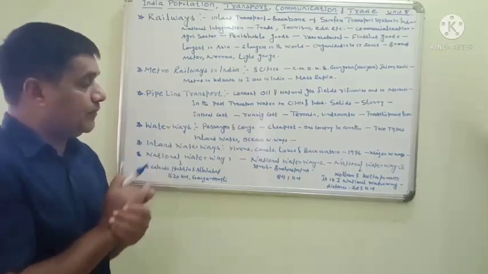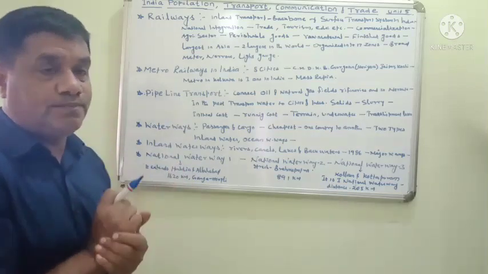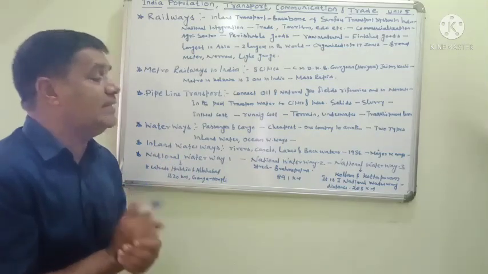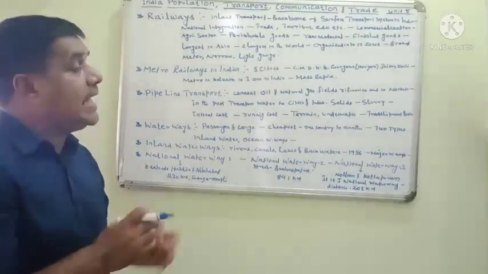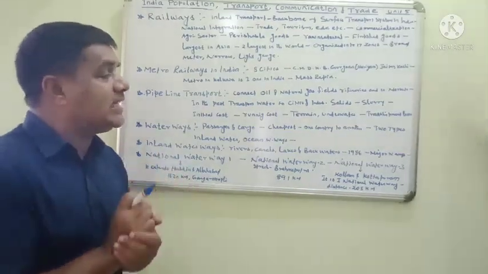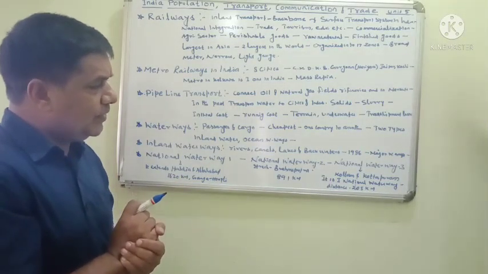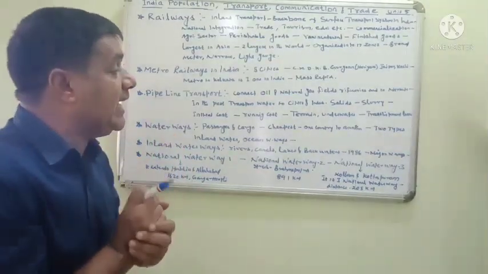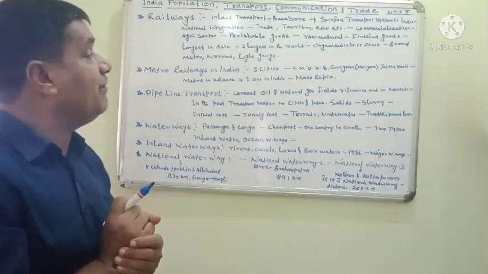National Waterway 2 stretches along the Brahmaputra river. Totally, it stretches 891 kilometers. National Waterway 3 stretches between Kollam and Kattapuram. Kollam and Kattapuram is in Kerala. National Waterway 3 is the first national waterway in our country, a distance of 205 kilometers.